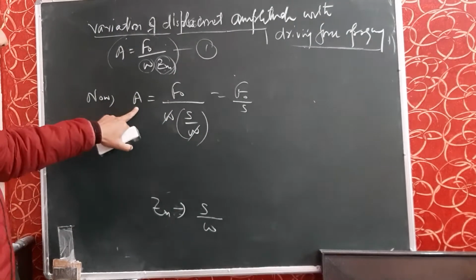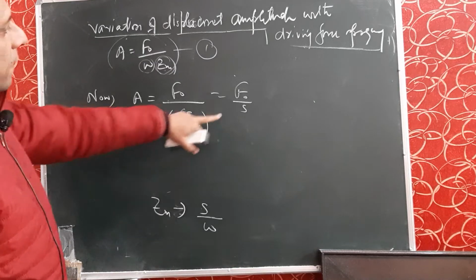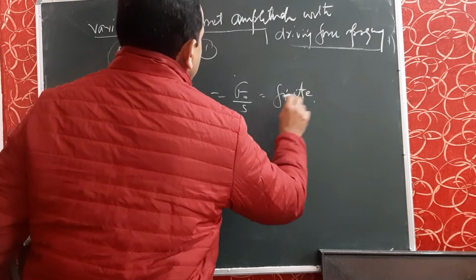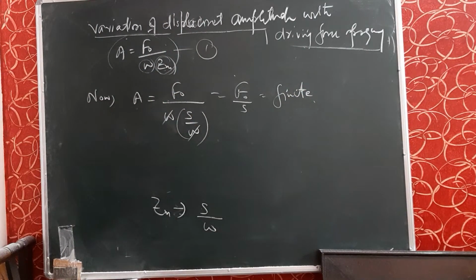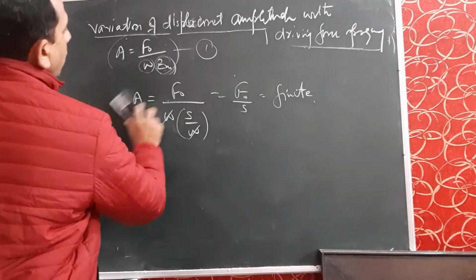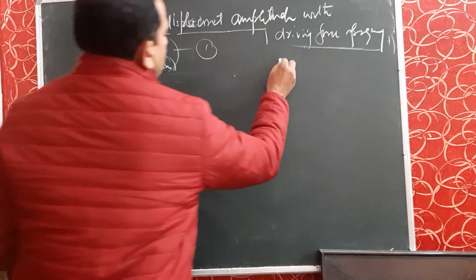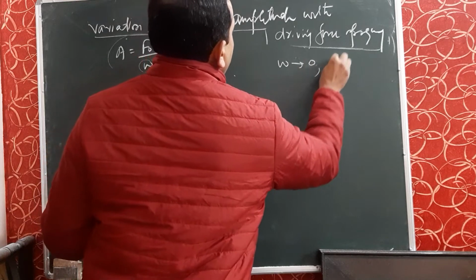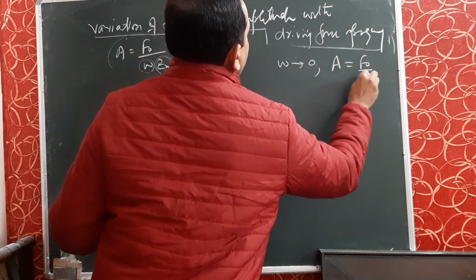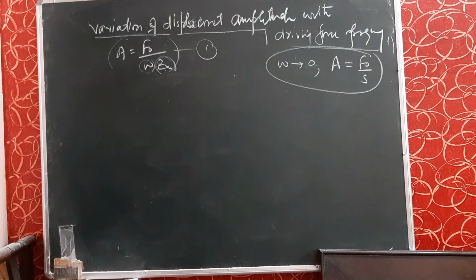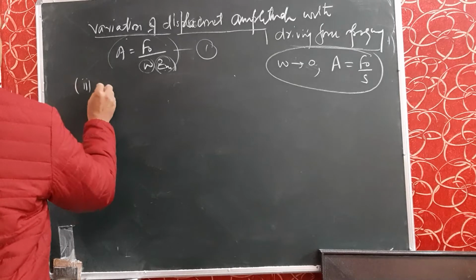So in this value of A, it is a finite value. It is finite because there is no omega appearing in the equation. So this is our first case: when omega tends to 0, the amplitude becomes f naught by s. That's a finite value. And second, we will discuss the second case.